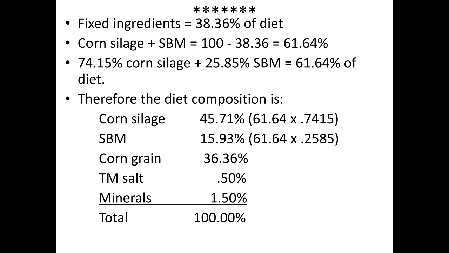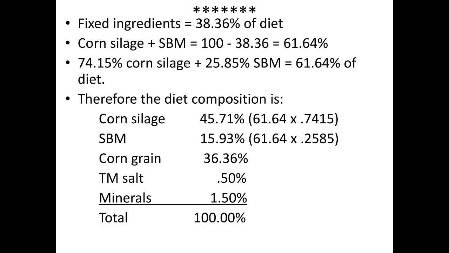It's 100 minus the amount of fixed ingredients. You take that and multiply that times the amount of corn silage that you determined from the Pearson square, 74.15. So basically that calculation is saying, okay, 74.15% of 61.64% is 45.71%.